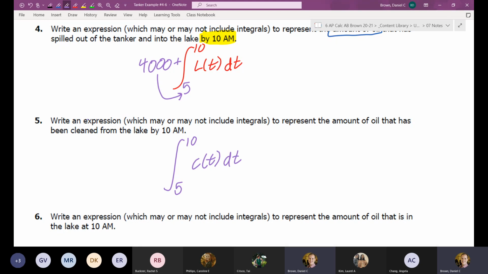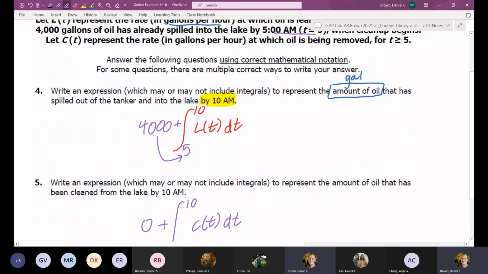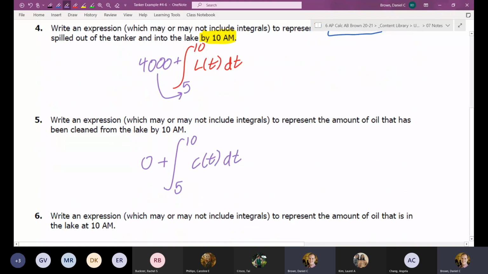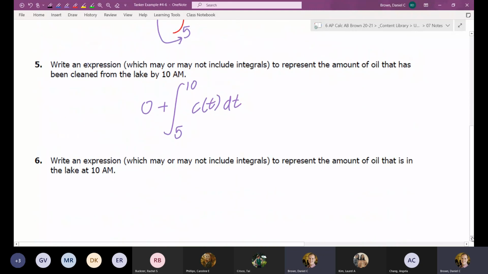What is the initial condition? How much has been cleaned at t equals 5? 0. So technically the initial condition for the C function is 0. If you left off the 0 plus, that's fine. And again, that's coming back to the problem. That 4,000 is going with how much has been spilled into the lake when cleanup begins. So there hasn't been anything cleaned up until 5. So technically your initial condition for the C function would be 0. So that's what I should have for this one.